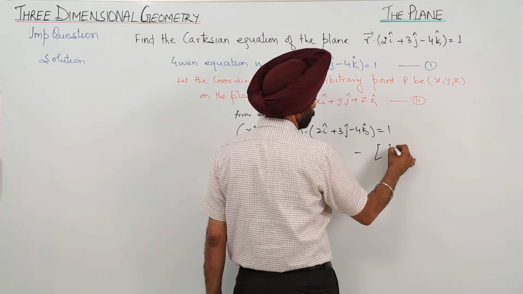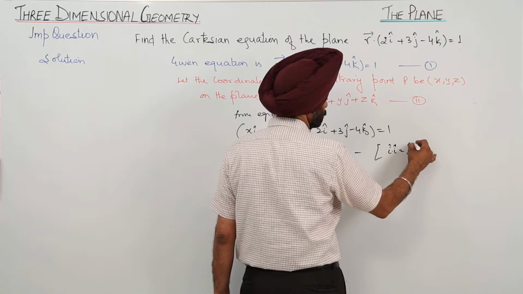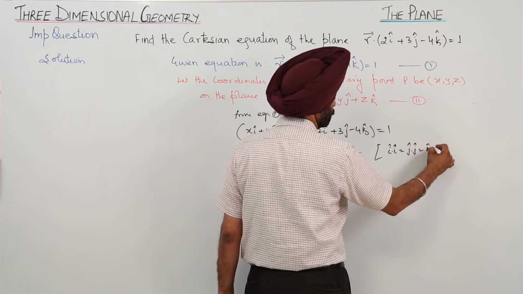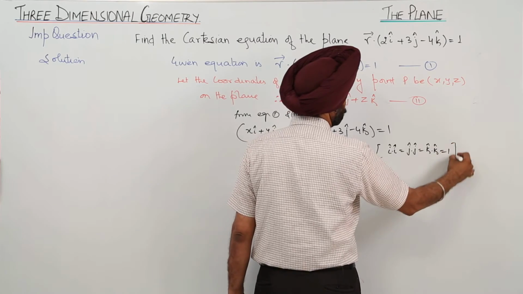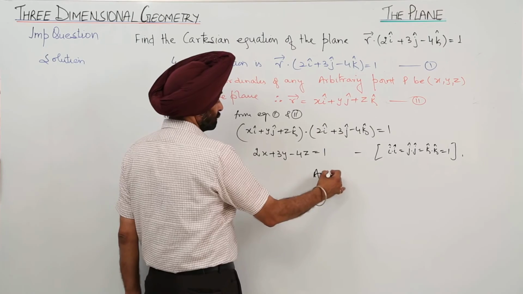I cap dot I cap is equal to j cap dot j cap is equal to k cap dot k cap is equal to 1. So this is the answer.